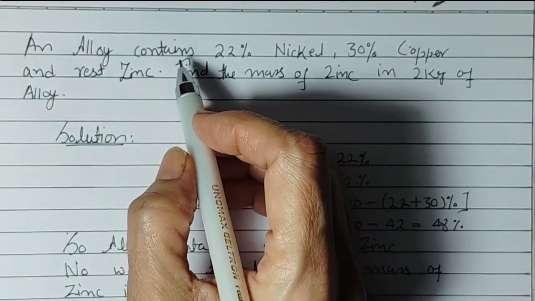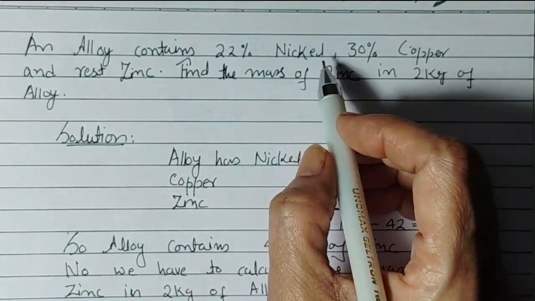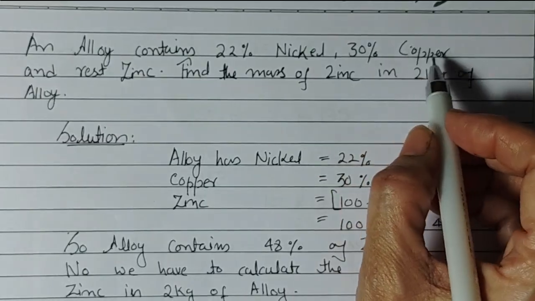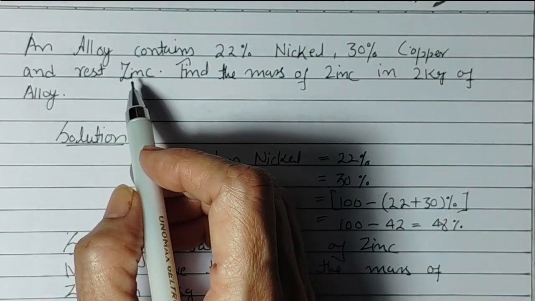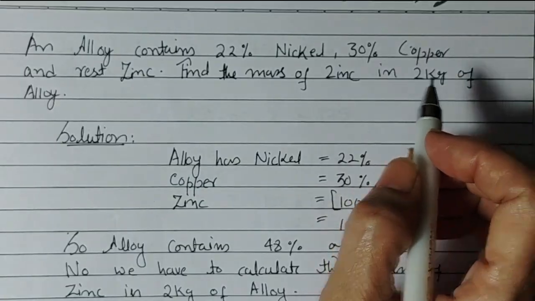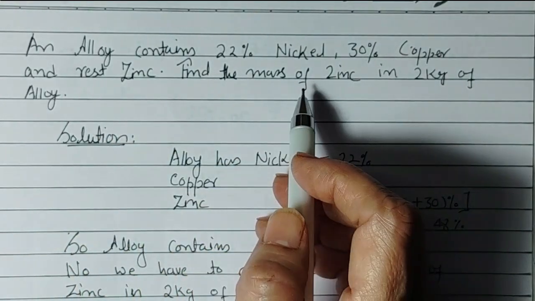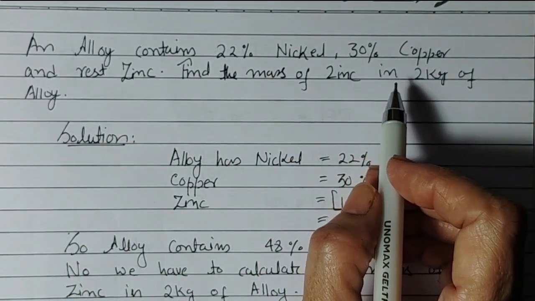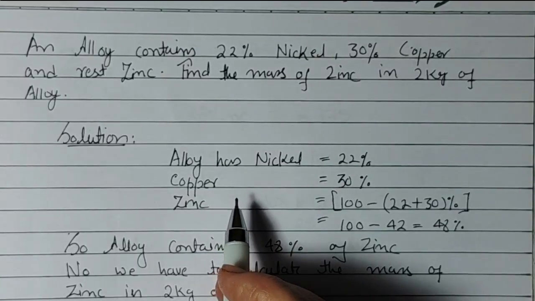Alloy contains 22% of nickel, 30% of copper, and the rest is zinc. Find the mass of zinc in 2 kg of alloy. So we have to calculate the mass of zinc in 2 kg of alloy.